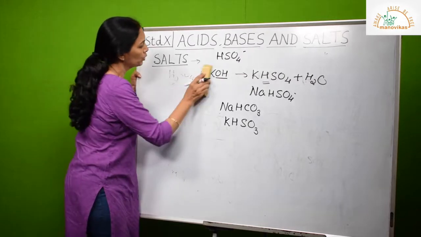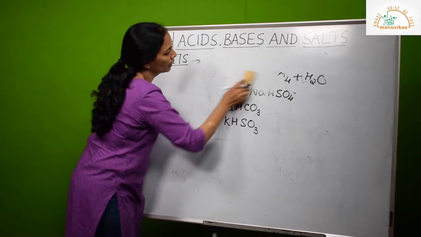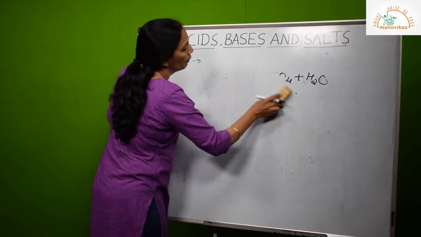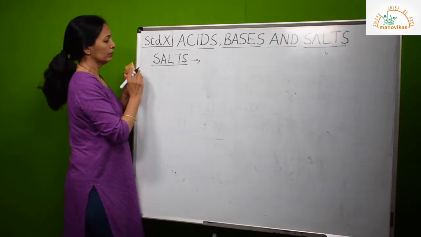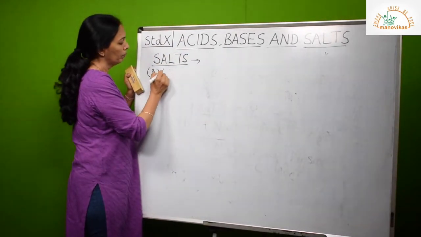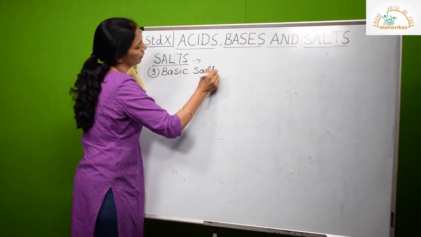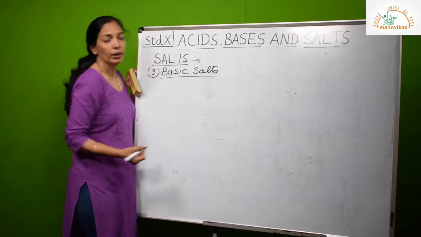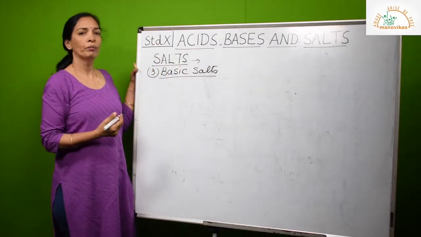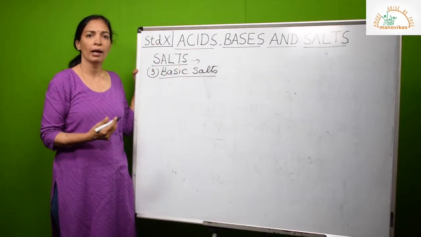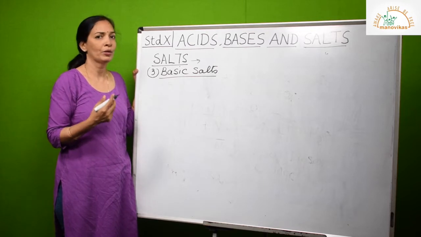The next type of salt, the third one, is basic salt. What are basic salts? Basic salts are formed with the help of bases which have more than one hydroxyl ion.